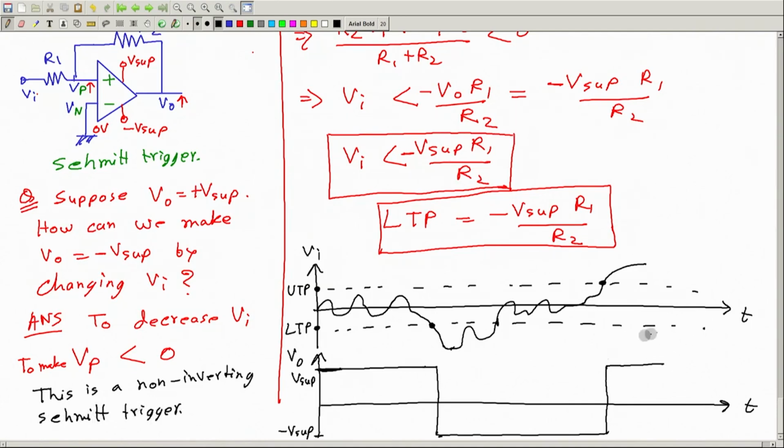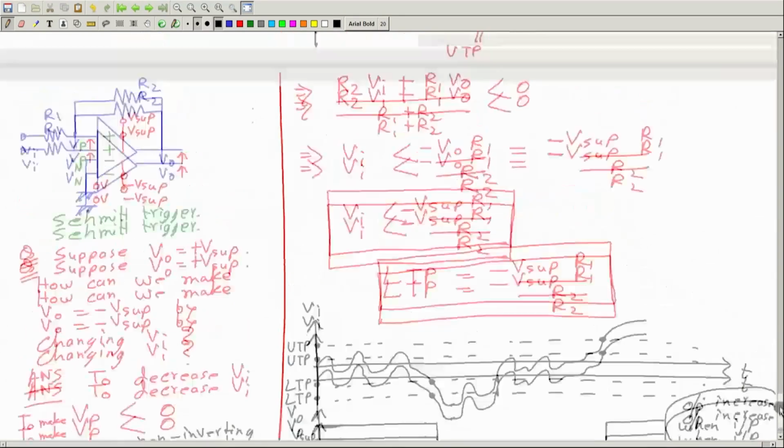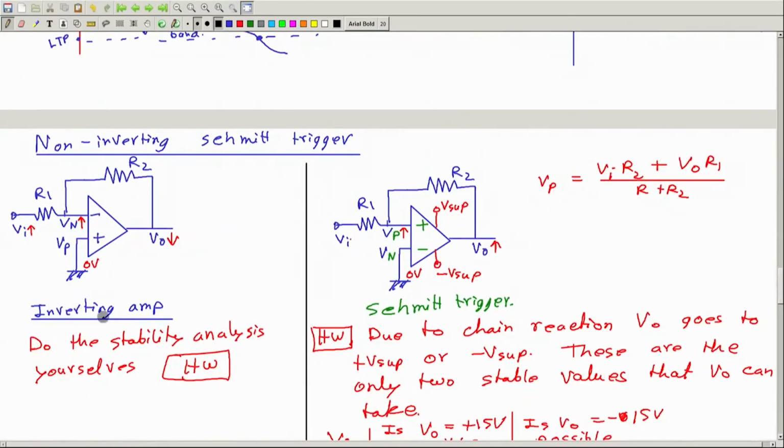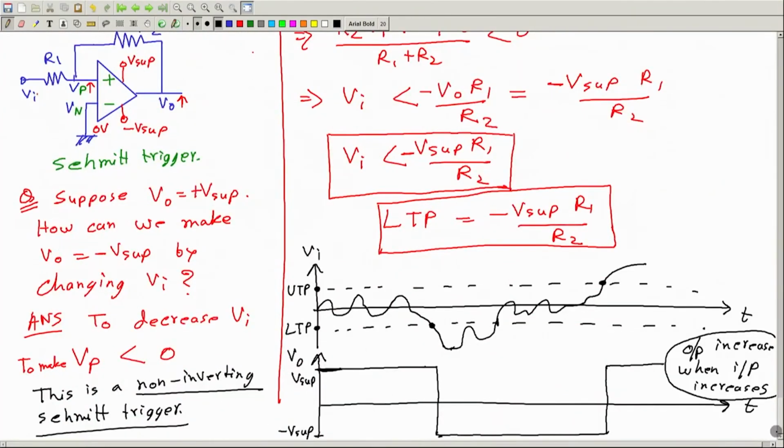Since you observe that output increases when input increases, and vice versa. If input decreases, output also decreases. So this is a non-inverting Schmitt trigger, although we have just started this from an inverting amplifier. So if you start with an inverting amplifier and switch the plus minus sign, it will become a non-inverting Schmitt trigger. Okay, thank you.